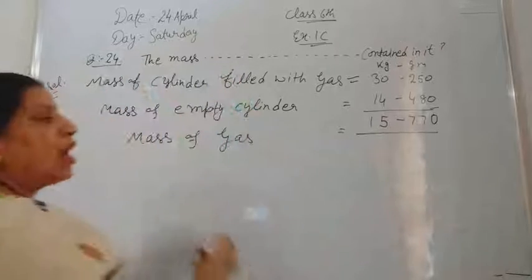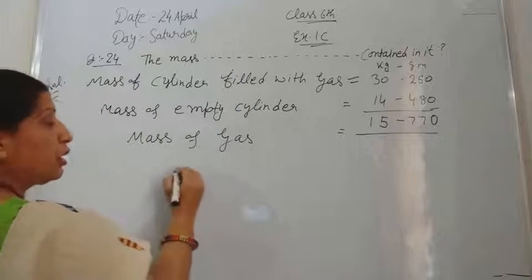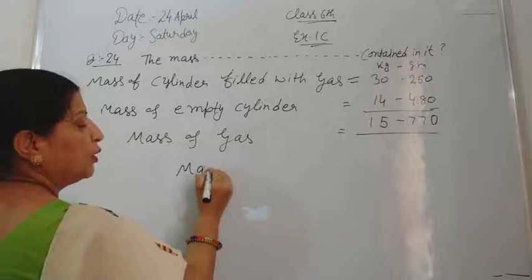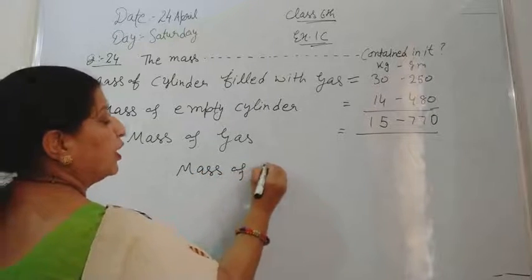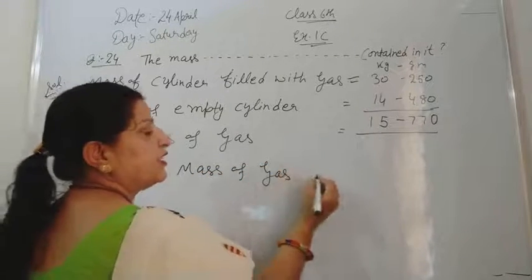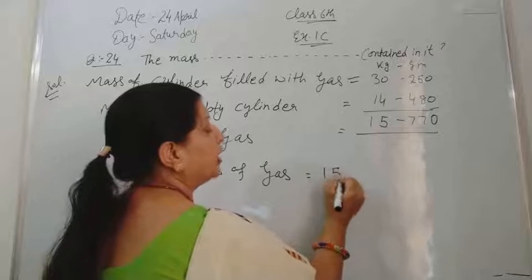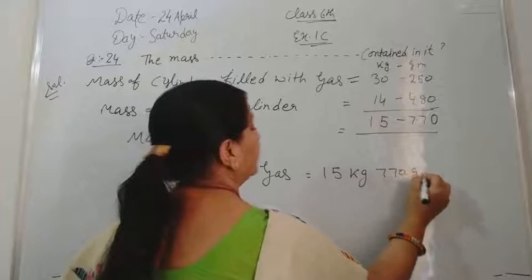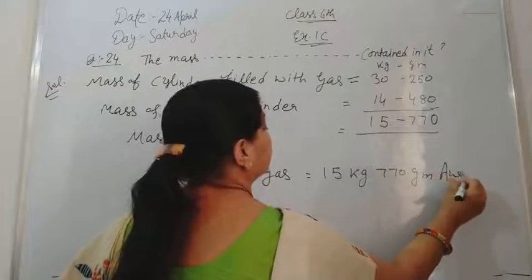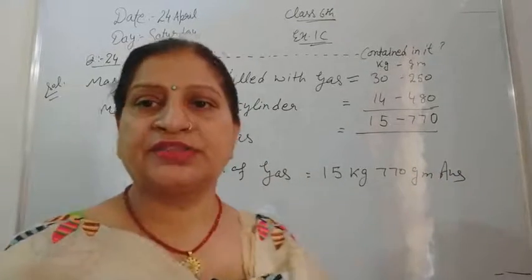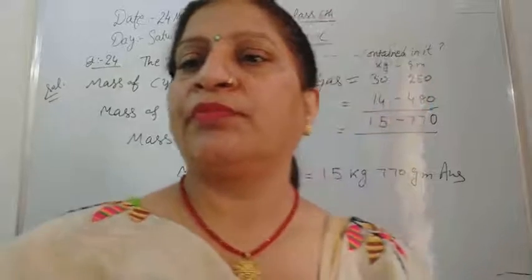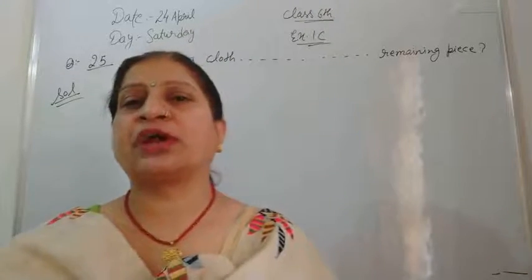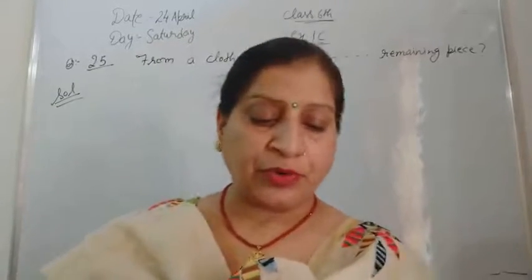So our answer is: mass of gas is equal to 15 kilogram 770 gram. This is your answer. Now it is clear to all of you. Let us start our next question, question number 25.